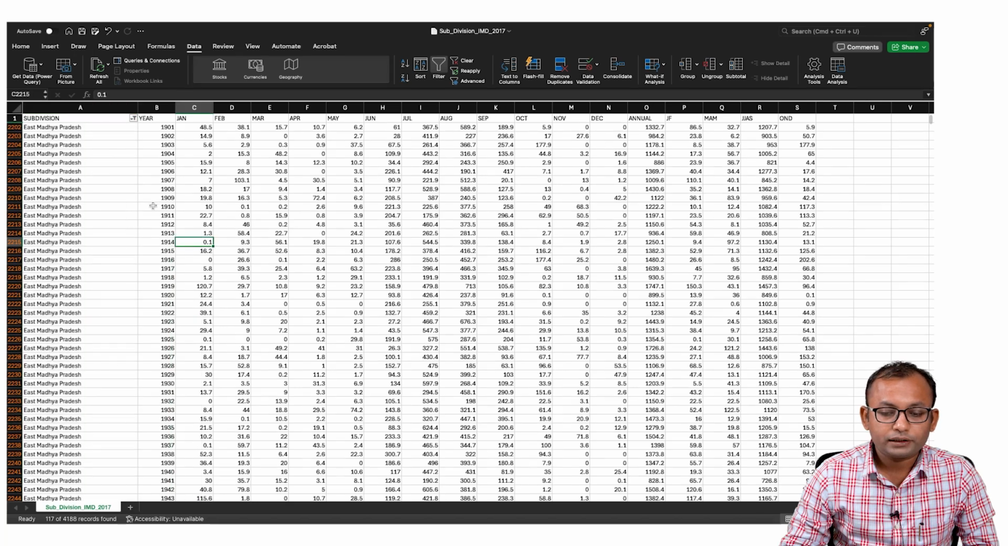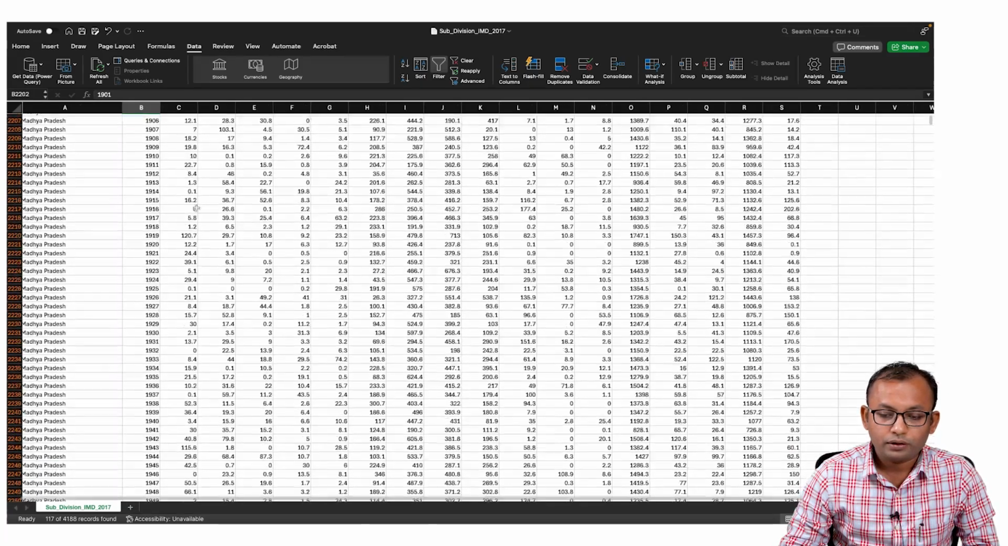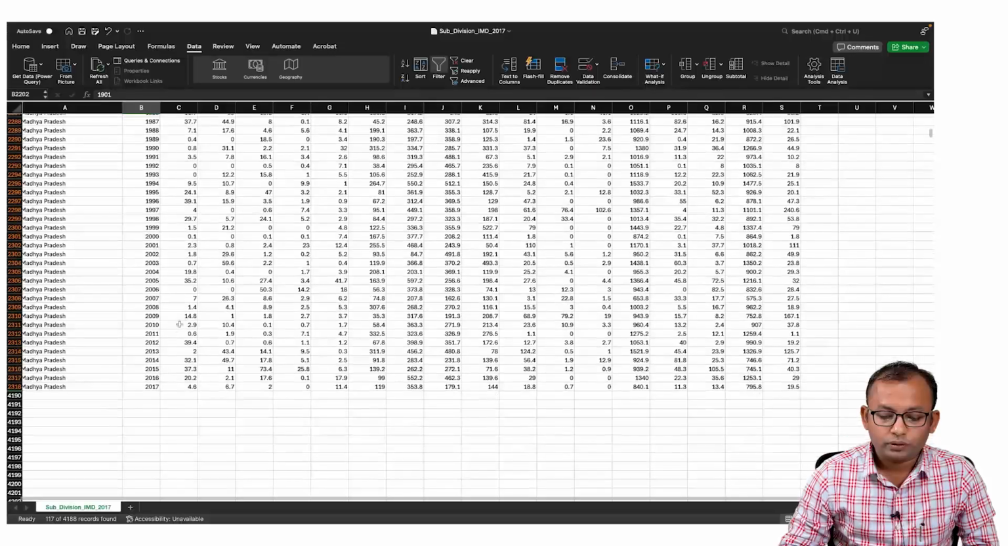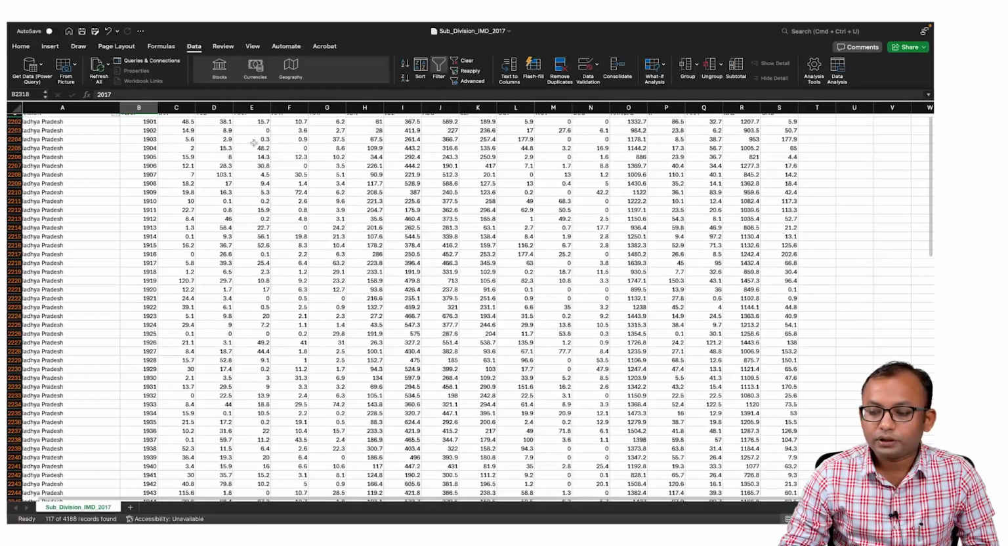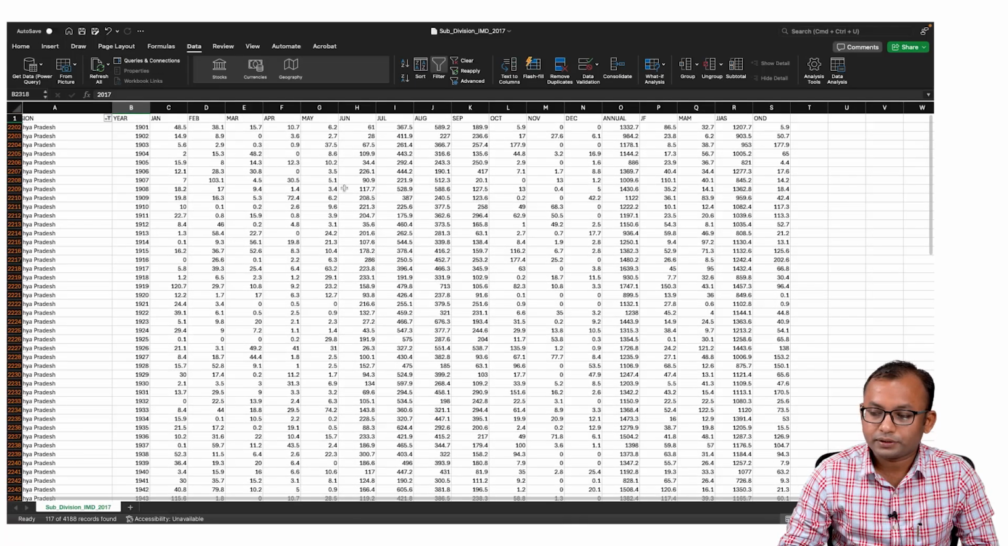So, now the data set is organized in East Madhya Pradesh region. The data set starts from 1901 to 2017, and then you have all these different months and this information.